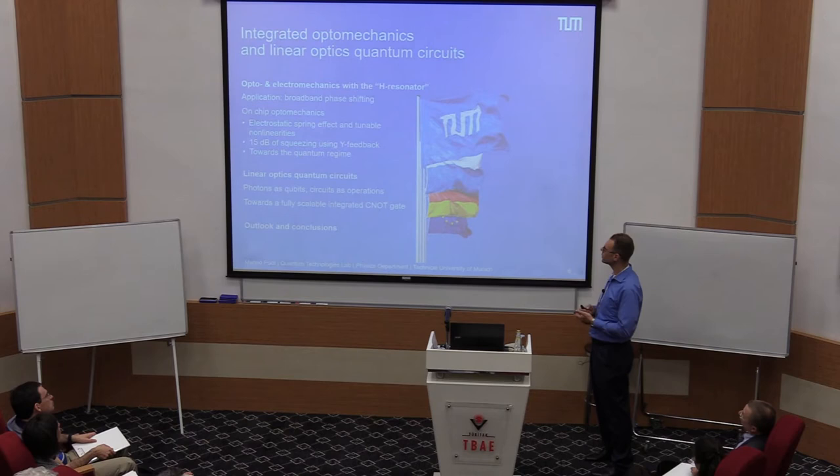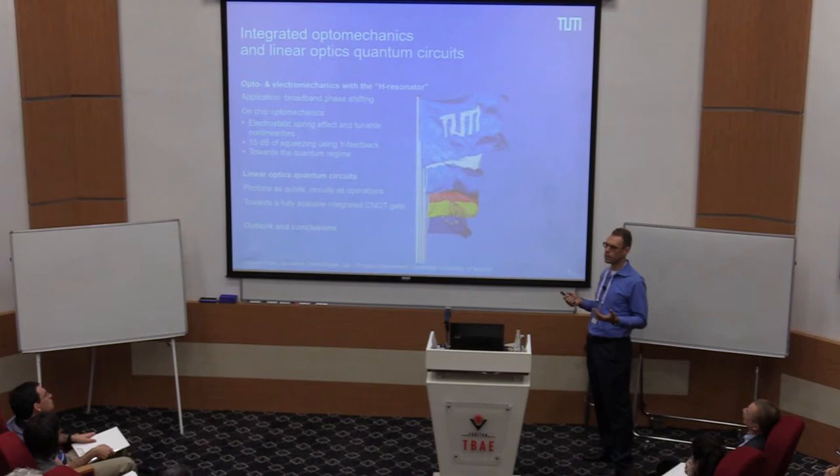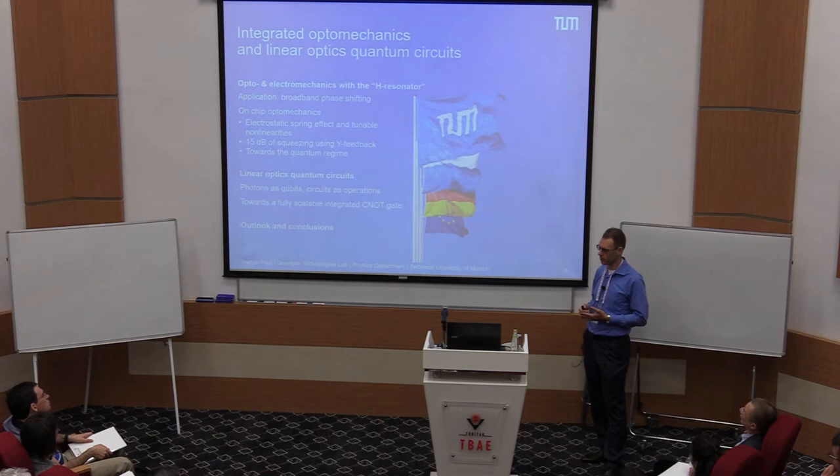So this is the outline of my talk. I'll introduce to you our very versatile optomechanical device called the H-resonator. We use that for phase shifting, but also to do optomechanics experiments. And then in the second part of my talk, I'll switch gears and tell you about our linear optics quantum circuits, where we use photons as qubits and circuits as operations. And I'll tell you our progress towards a fully scalable, integrated, controlled-NOT circuit. But let's start with the optomechanics.